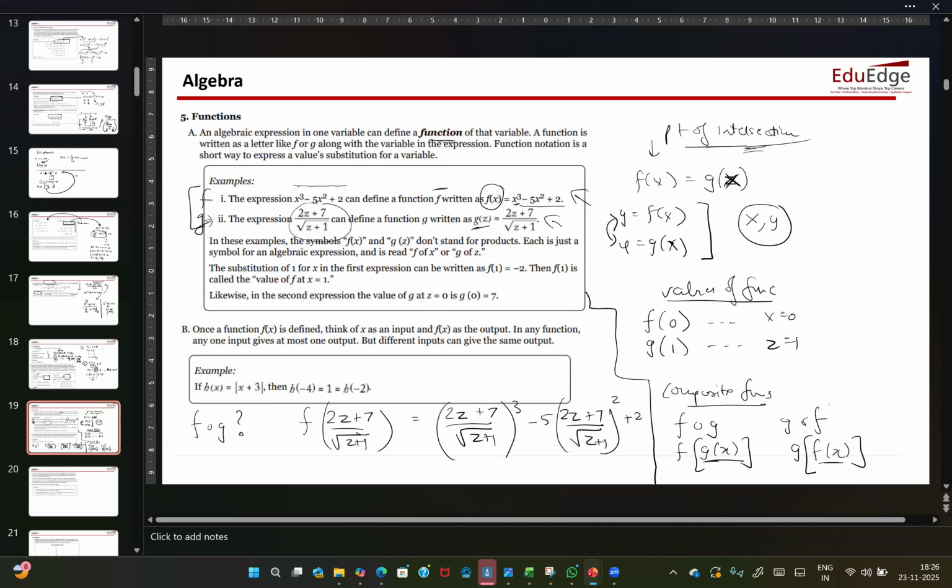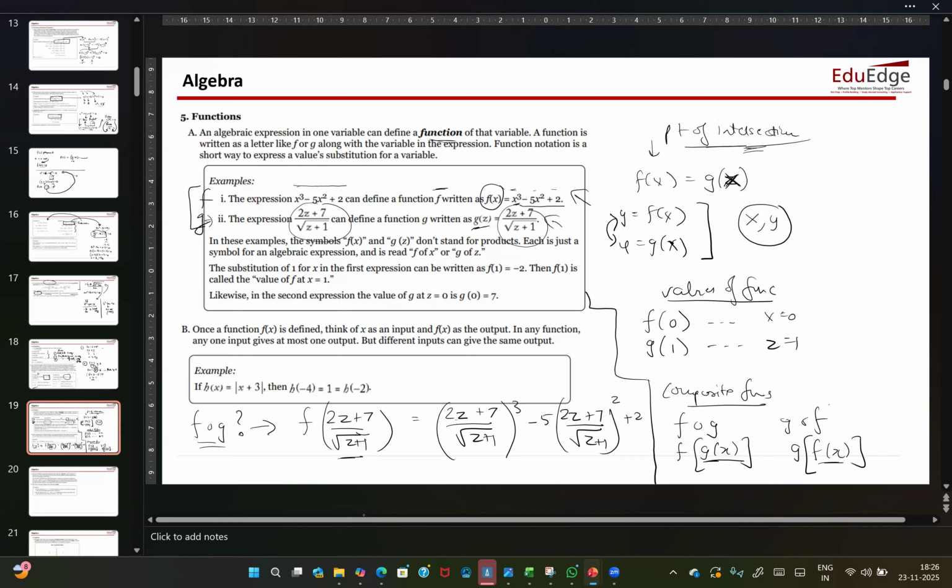So this is how f of g looks like. g is nothing but this. You put that here, and then instead of x, we write 2x plus 7 divided by root of z plus 1. Wherever there's x, replace it by that expression. So that is f of g.